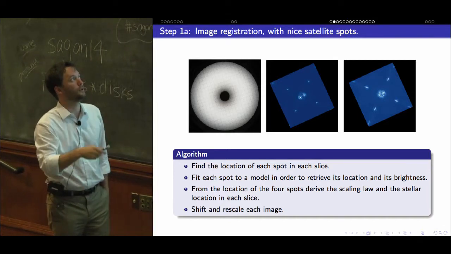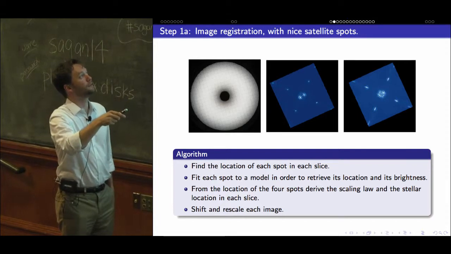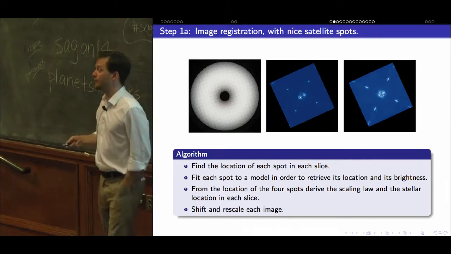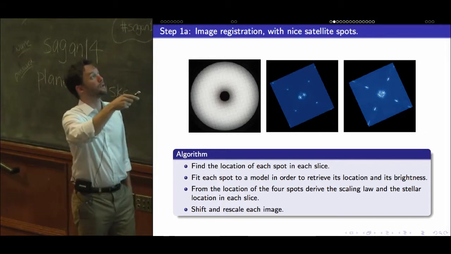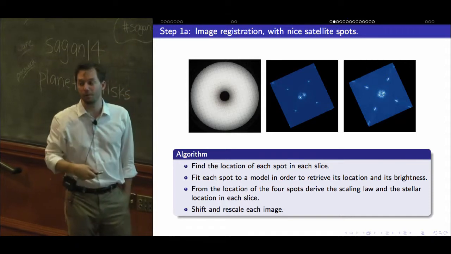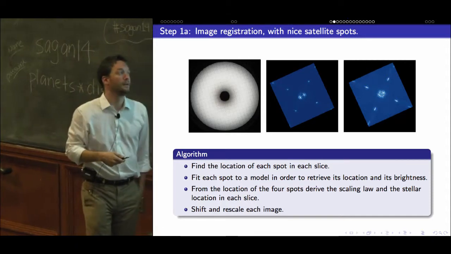I mean, hopefully you know that. And you can fit the location of these 4 points here. And based on the location of these 4 points, you can find that the star is at the intersection of the 4 points here. All right.